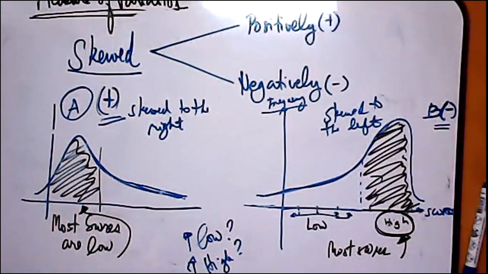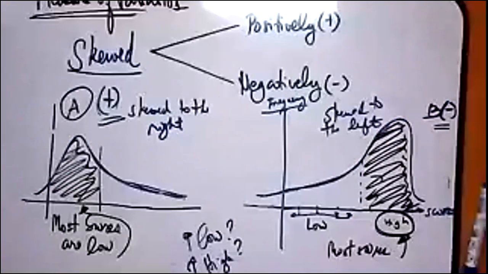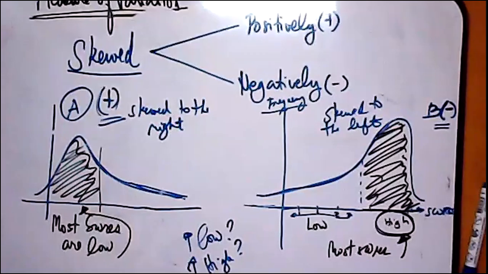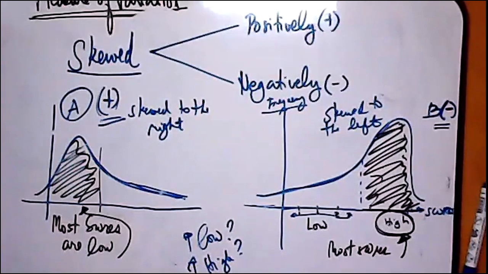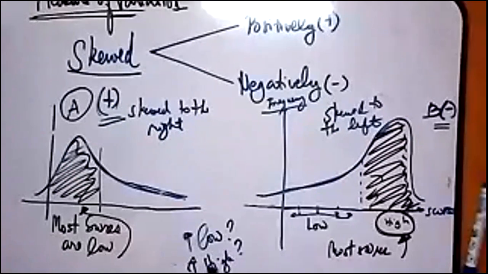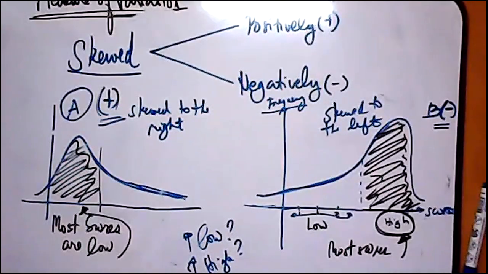Okay? Mamaya, papakita ko sa inyo yung example ng dataset natin sa SPSS at kung paano mag-run ng normality test doon para alam natin kung skewed ba yung data o normal yung data. Alright? So, any question with skewed distributions?